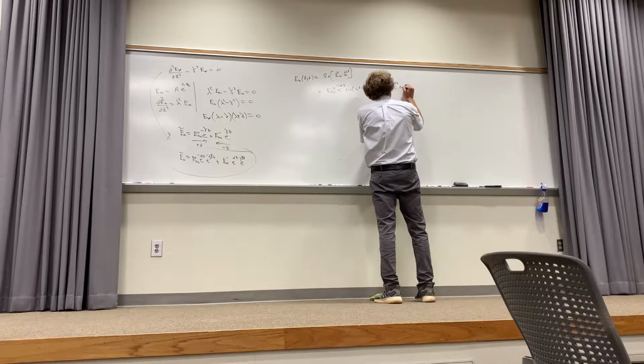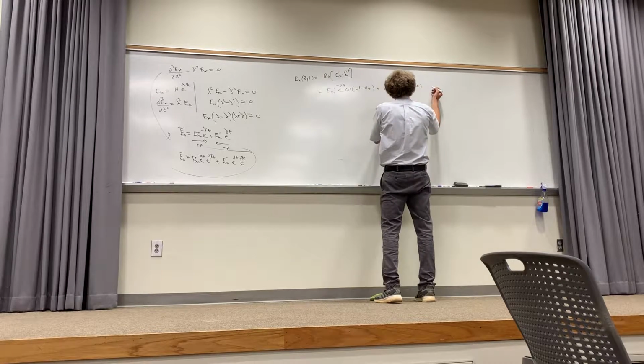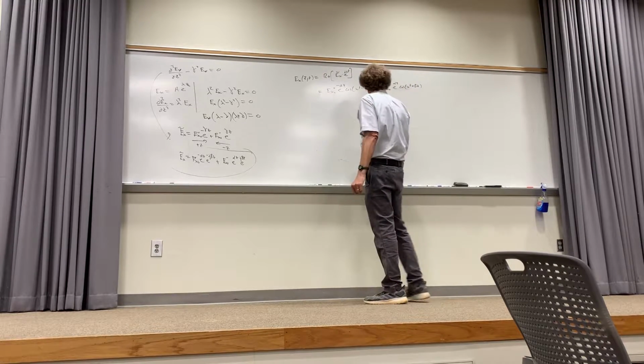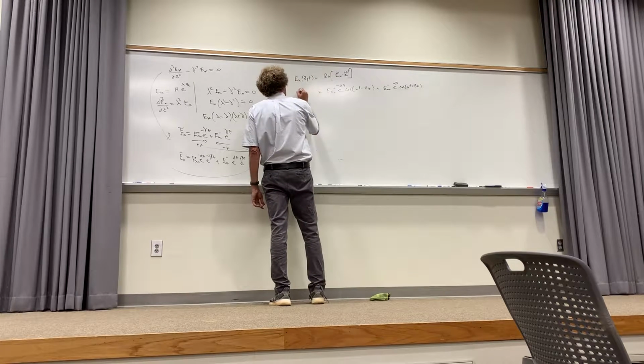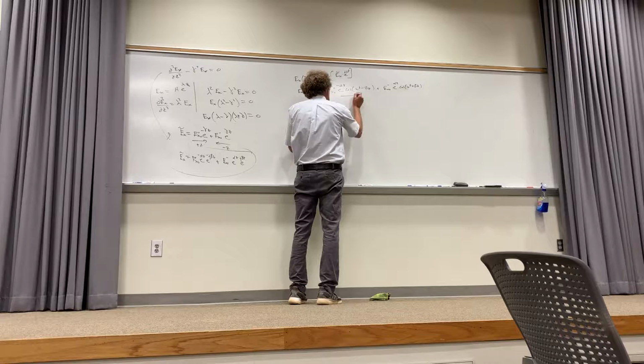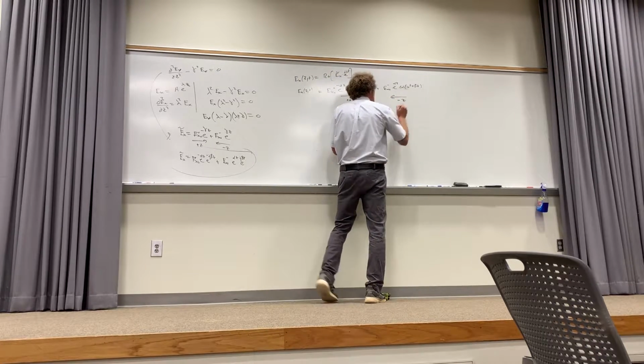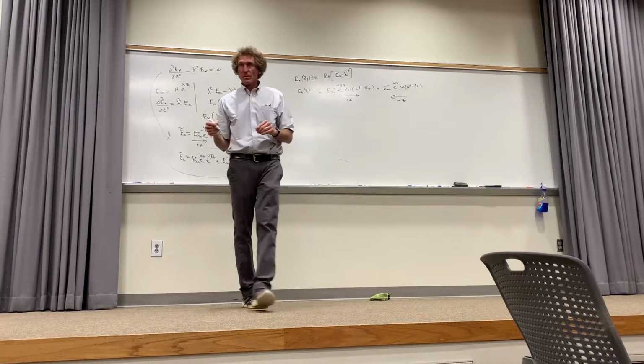times cosine of omega t plus beta z. And it's in the x direction. This would be Ex as a function of z and t. This is a wave moving this way, plus c. This is a wave moving this way, minus c. Are you with me, everyone?